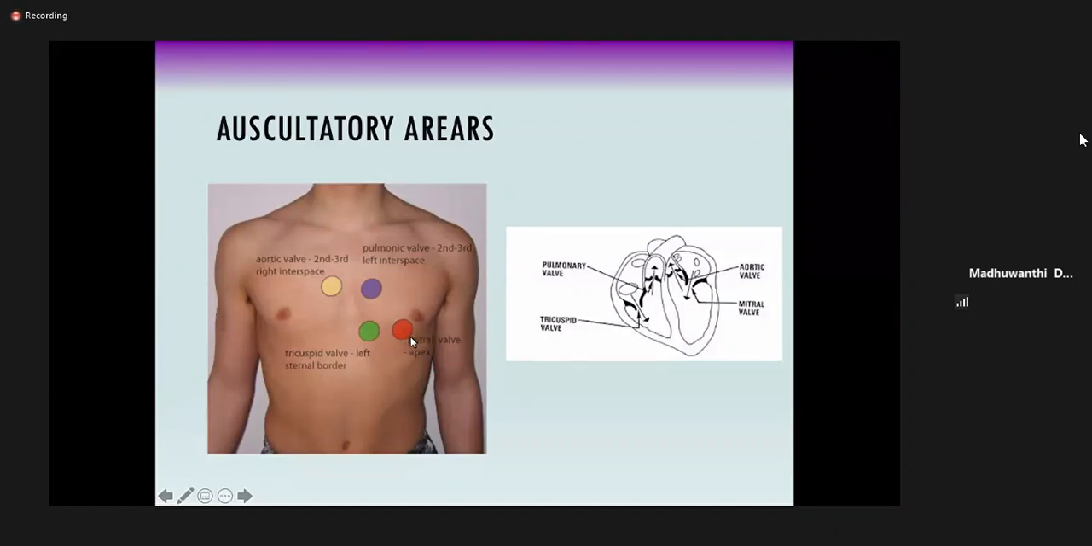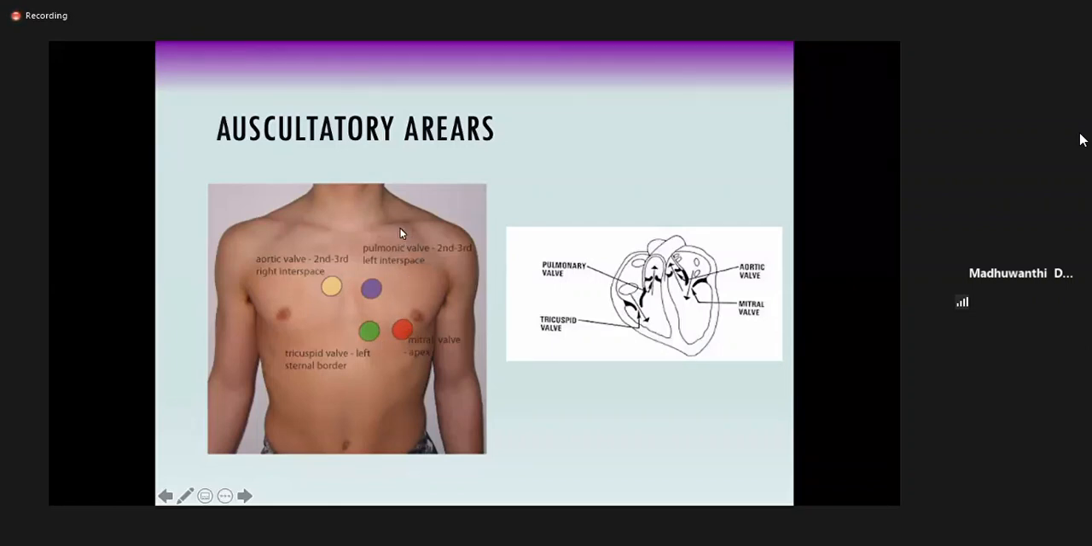Where do you feel the apex beat? You can feel that on your chest wall. Which intercostal space is that? Yes, it is the fifth intercostal space. And then what is the y coordinate? The x coordinate is the fifth intercostal space, so what is the y coordinate here?